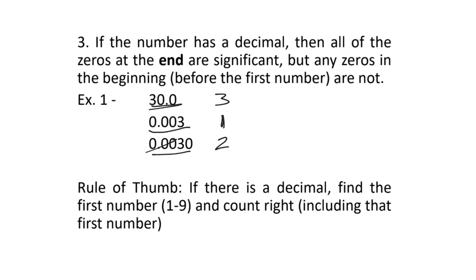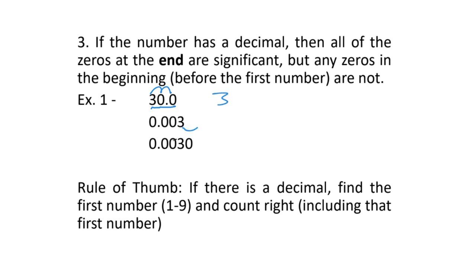Now, there's a little rule of thumb: you're going to find the first number and count right, but you include that number. Let me show you how that works. It's a little trick that I've learned, and it makes it so much easier. That way you don't have to memorize the rules so much. Just know if there's a decimal, first number, count right. So here we're going to go 1, 2, 3. So there's 3 there.